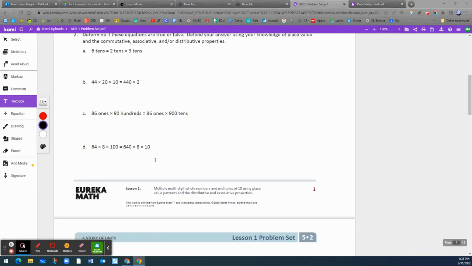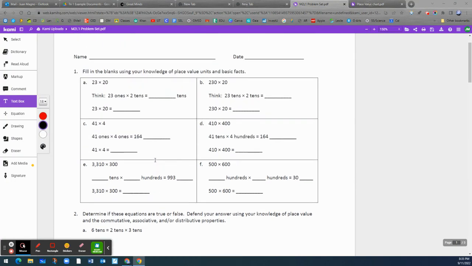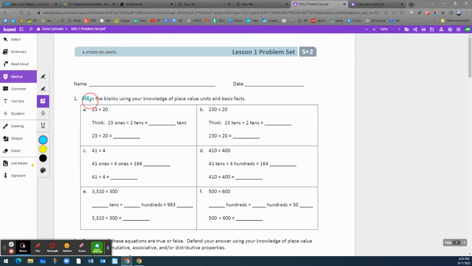In this lesson, we're going to multiply multi-digit whole numbers and multiples of 10 using place value patterns. All right, let's get to it. Let's read the instructions. Fill in the blanks, this one's right here, using your knowledge of place value units and basic facts.